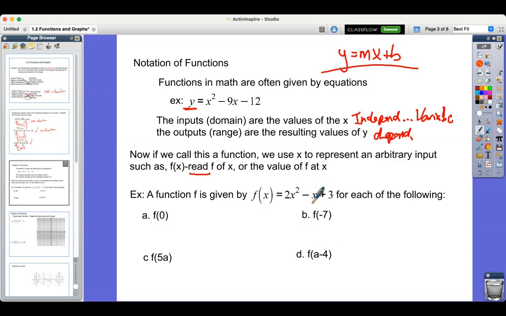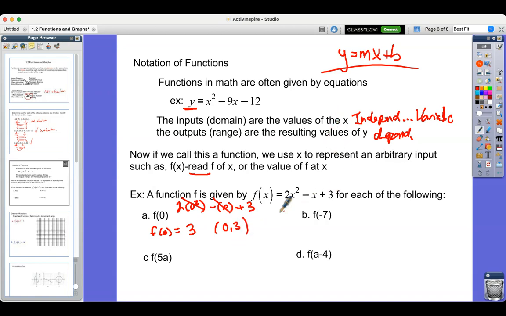So to figure that out, all we're going to do is substitute these values in. So we'll start at f of 0. If they give you f of 0, that means wherever there's an x, you're going to put a 0 value there. So 2 parentheses 0 squared minus 0 plus 3. So that goes away, leaving me 3. So f of 0 has a final value of 3. So when x is 0, y is 3. So you can write this in coordinate form as well, 0, 3.